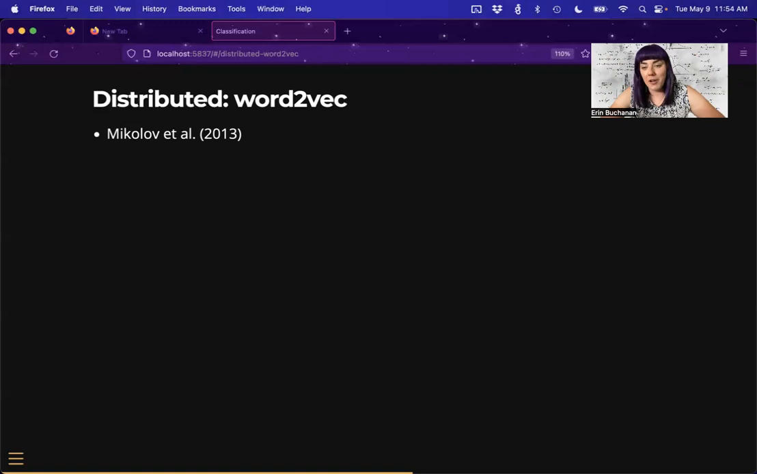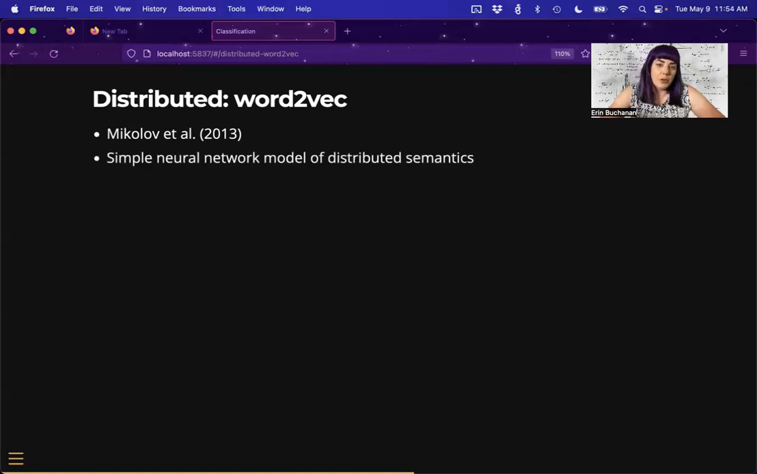It's from Mikolov et al., mostly developed by Google. And it's a simple neural net. What the heck is a simple neural net? Well, neural network models have an input layer and an output layer. The input layer is the context, the things that are going in, and the output layer is the prediction of what should be happening.